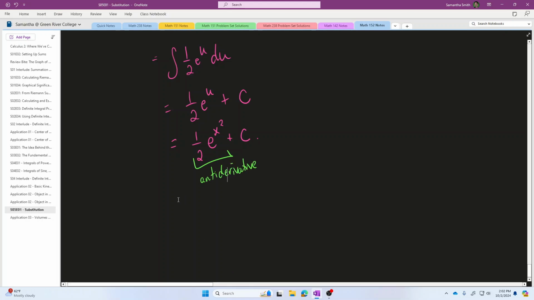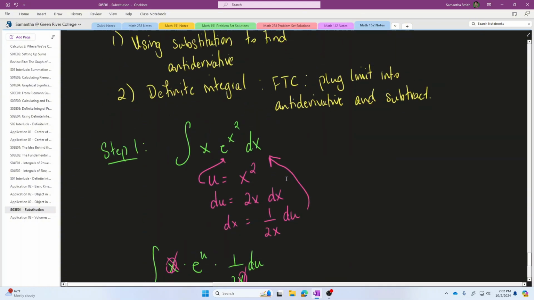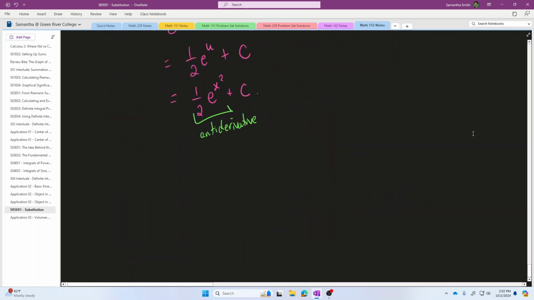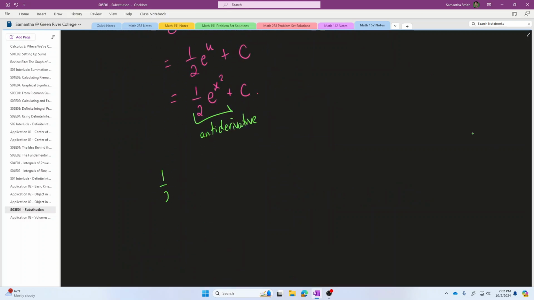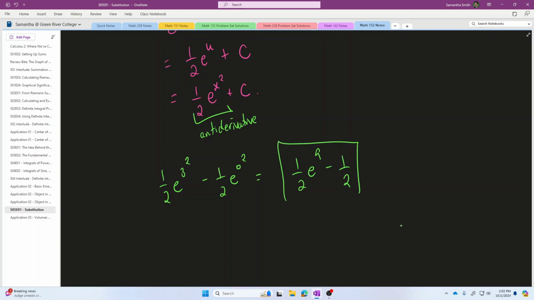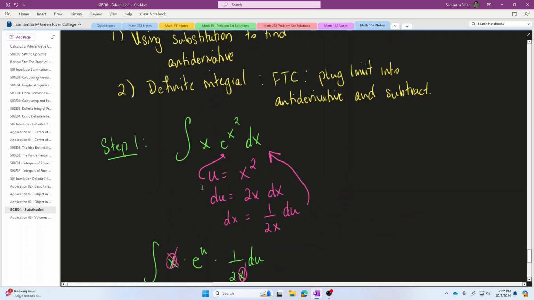Now that I've found the antiderivative and I've rewritten it back in terms of x, all that I have to do to finish this problem is go ahead and plug these limits of integration into the expression and subtract. So I would get 1/2 e to the 3 squared minus 1/2 e to the 0 squared. And from that, I get 1/2 e to the 9 minus 1/2 e to the 0, which is 1 unit. And this value would be the value of the definite integral in this question.